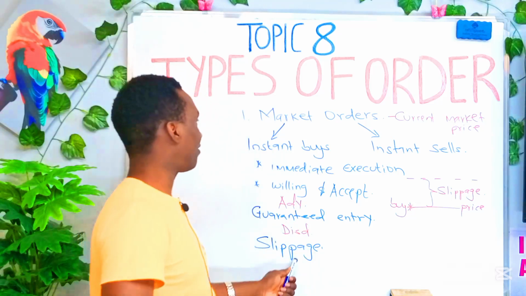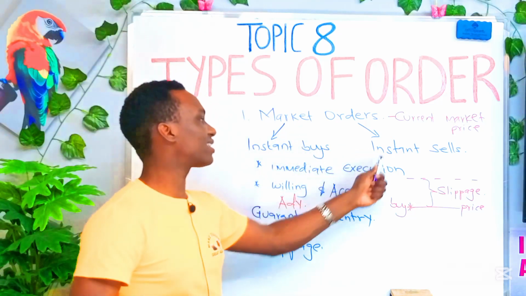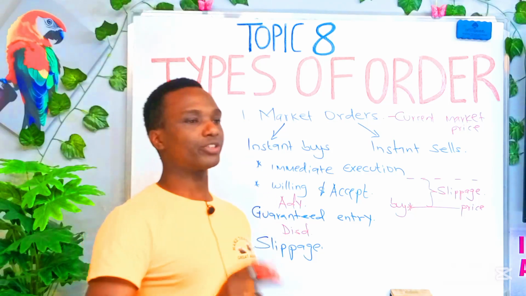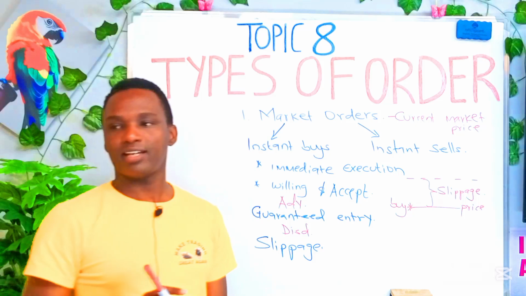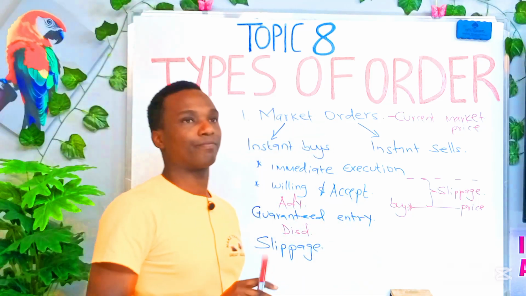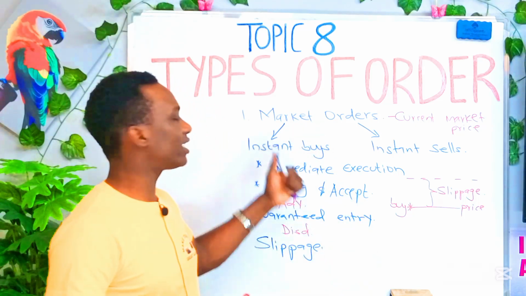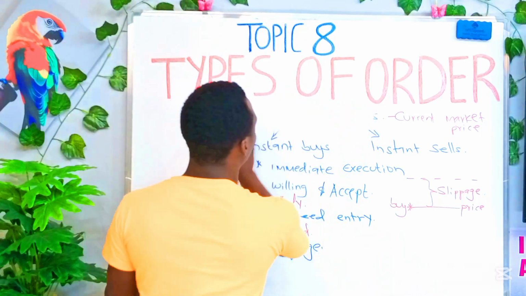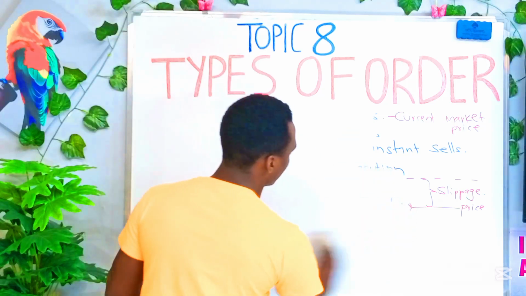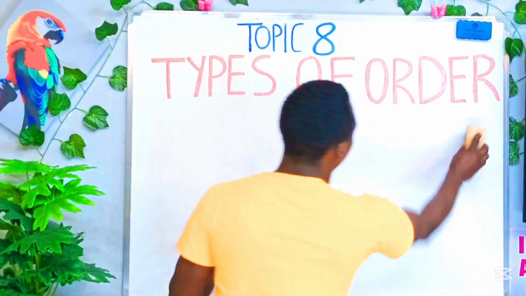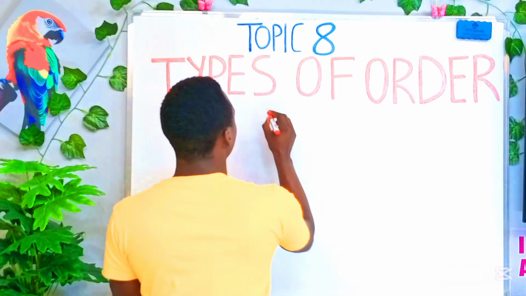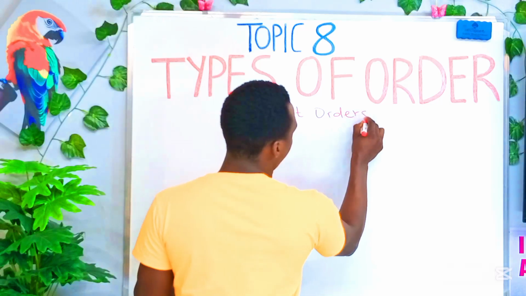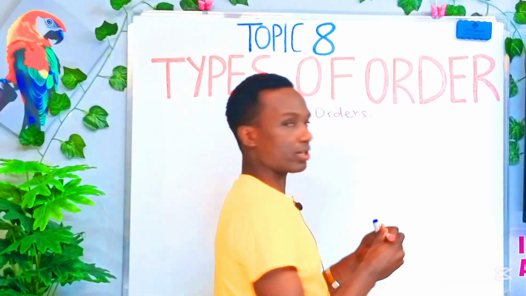So this is the disadvantage of using instant buys and instant sells, especially during fast moving markets and news events. Any question about this before we move to limit orders? No question? Good. So at number 2, we are going to discuss limit orders. What are limit orders?